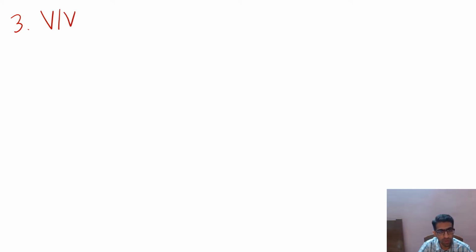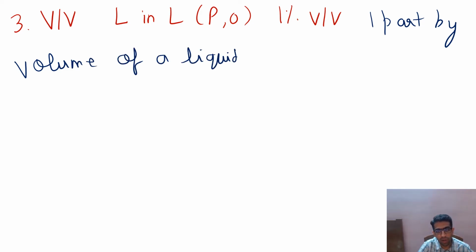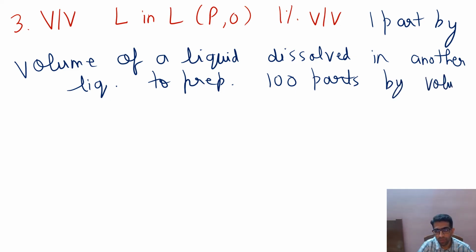Now talking about the third and the final percentage solution pair, that is volume in volume. This is used for liquids in liquids. Here 1% volume in volume means 1 part by volume of a liquid dissolved in another liquid, to prepare 100 parts by volume of a solution.